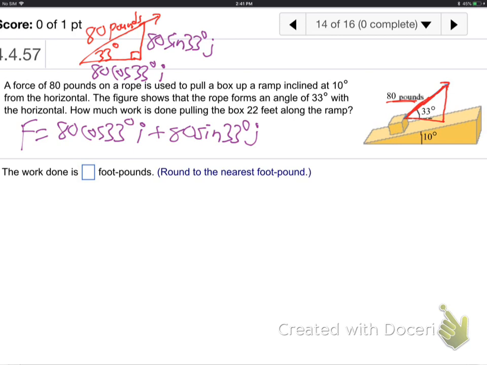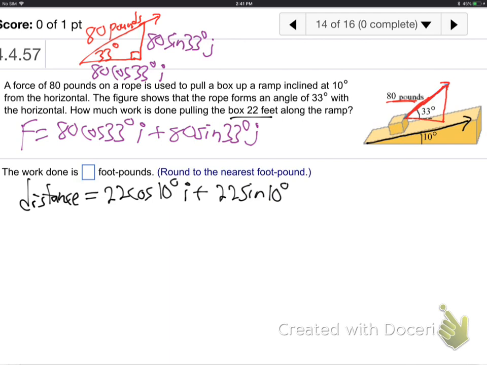Now we need the distance vector, the movement vector. Would it be 22 cosine 10? Exactly. Yeah, because how far does it move? They tell us that the box moves 22 feet. So the box is going to move 22 feet along that ramp. Now we're doing the distance or the movement vector. So they're both vectors because they both have a sideways component and a vertical component. They're both diagonal. But they're not exactly lined up, are they? The force is pulling up more. That's at 33 degrees. The ramp is only at 10 degrees. Everybody tracking with me? It's making sense? So what's the distance vector? Well, the total distance is 22 feet along the ramp. So that's going to be 22 cosine of the angle, 10 degrees, I, plus 22 sine of the 10 degree angle, J.